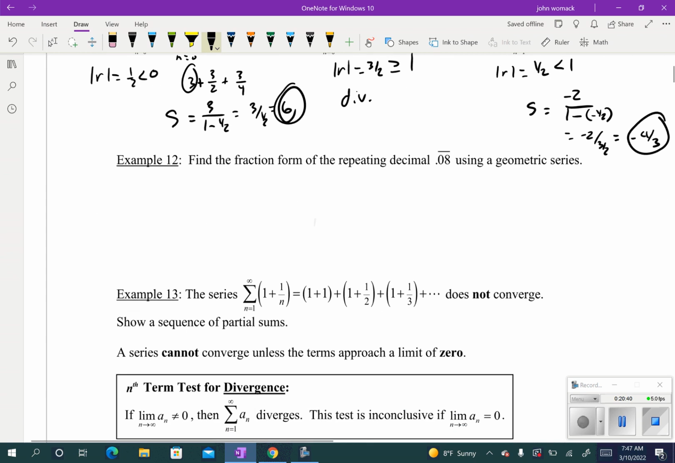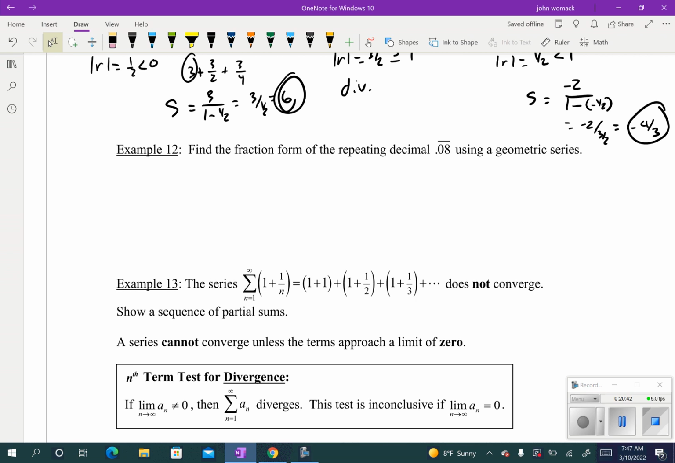It says, write the fraction form of a repeating decimal of 0.08 using a geometric series. So if you think about this, if I take 0.08 repeating, that means 0.08 plus 0.0008 plus, this is the same as 0.080808. We can write it out this way. 0.00008. Hard to keep track of those zeros. Anyway, it just keeps going.